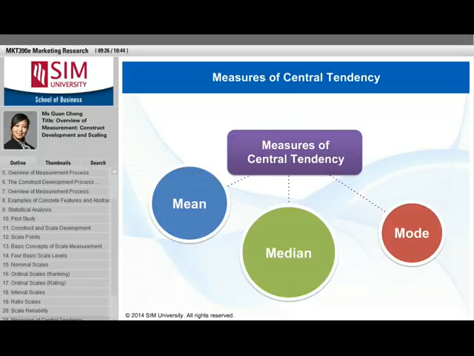Measures of central tendency refers to the basic sample statistics that are generated through analyzing the collected data. These include the mean, the median, and the mode.